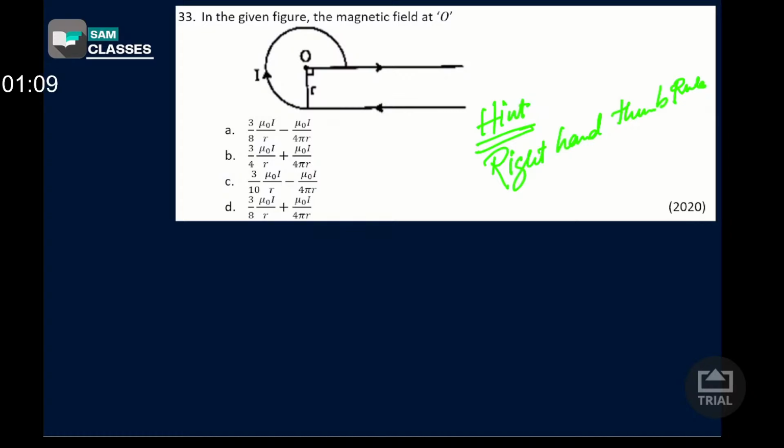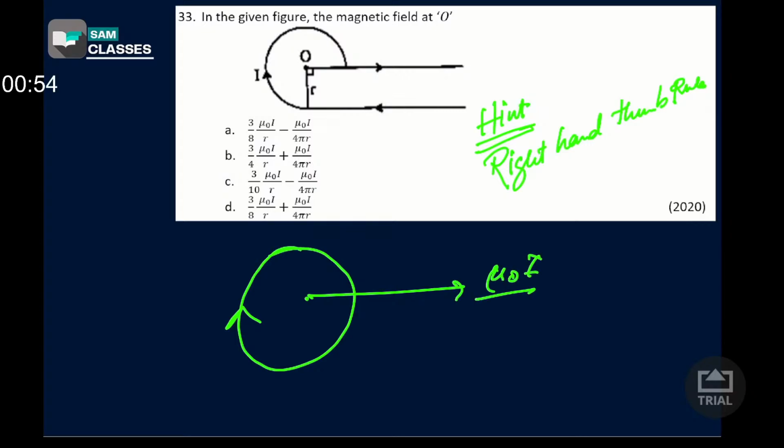So let me tell you, though a lot of people have given the correct answer, the answer is D, correct. See, we all remember, students, for a whole circle, if I am finding out the value, it is mu naught I by 2r, mu naught I by 2r, correct.